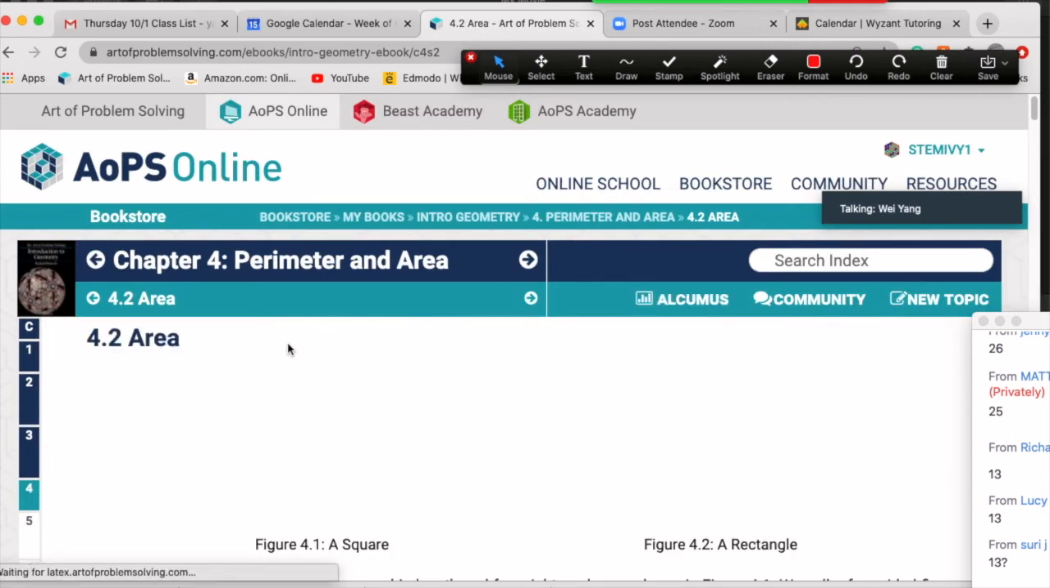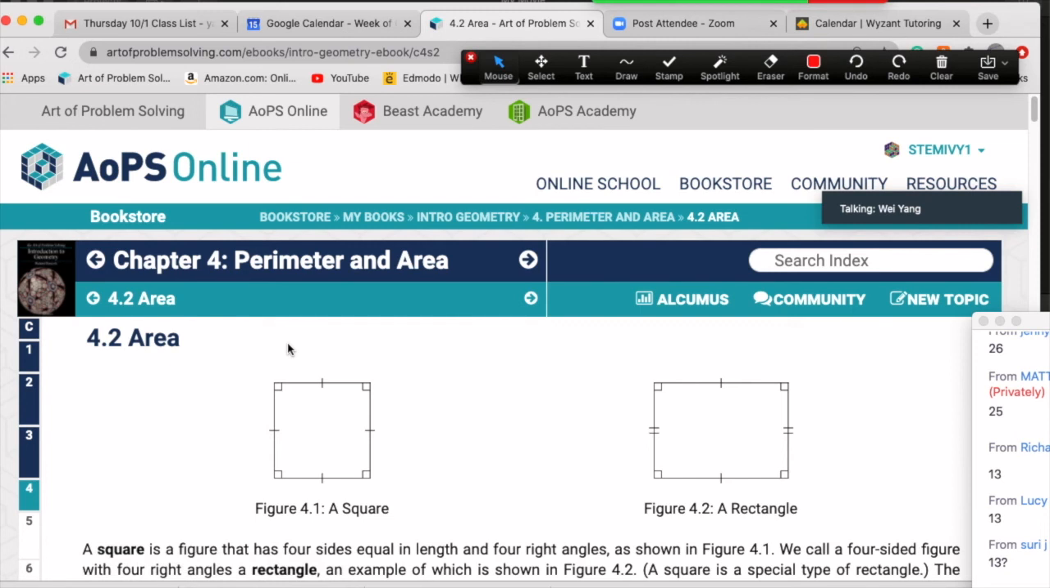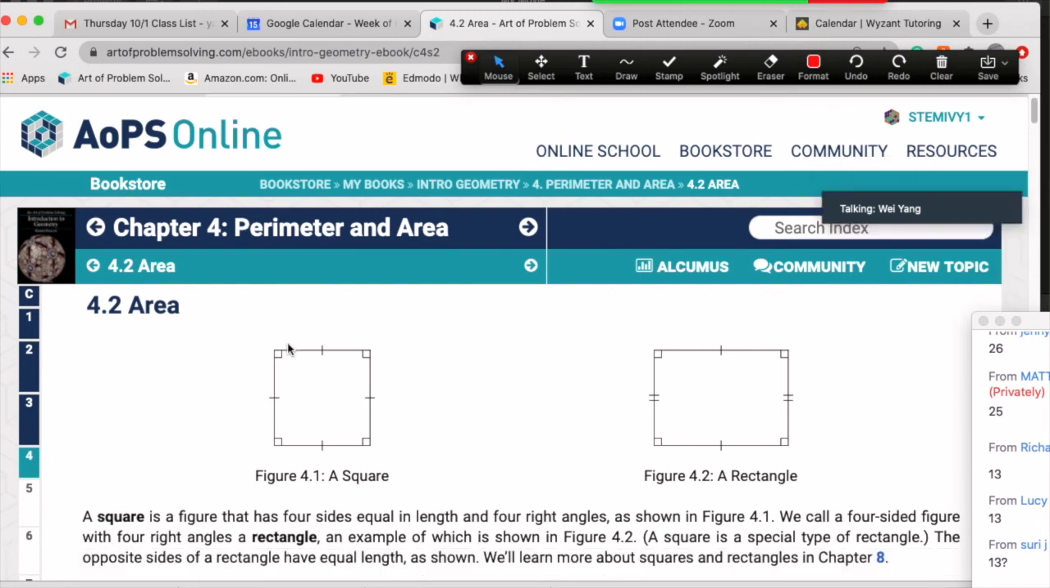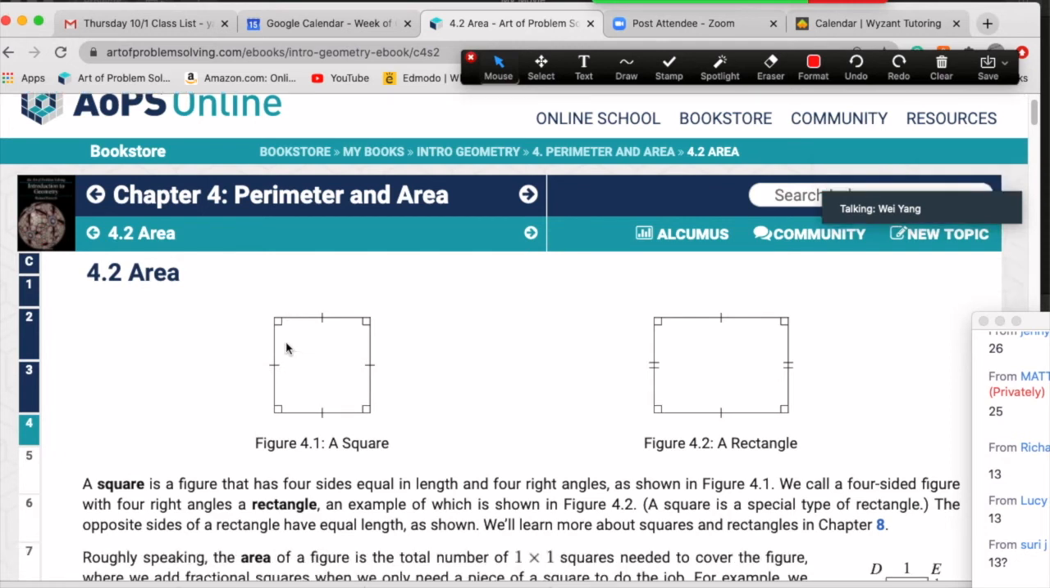This section, we will learn the area. The definition of area is like this. Suppose you have a shape. Suppose this square is a 1 by 1 square. Each side of this square equals 1. Now, if we try to calculate the area, if each side is 1, that means the area of this square equals 1 times 1, that's 1.